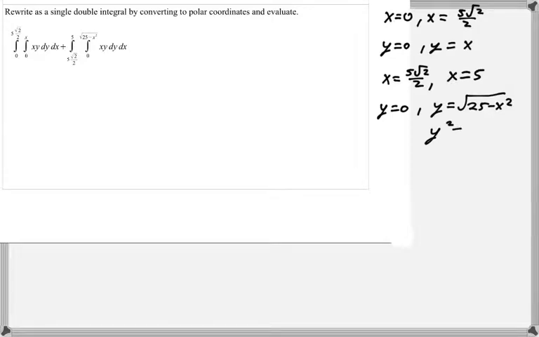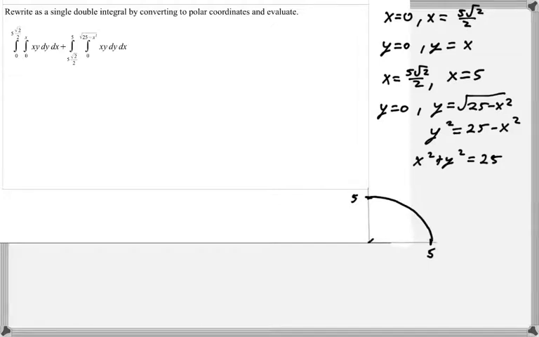Square both sides, and we have y squared is equal to 25 minus x squared. So this looks like we're looking at a circle. x squared plus y squared is equal to 25. So let's go ahead and sketch it. So x and y are equal to 0. x is equal to 5 root 2 over 2. So that's going to point us to being in quadrant 1. So we'll go all the way out to 5. So we've got a circle of radius 5.